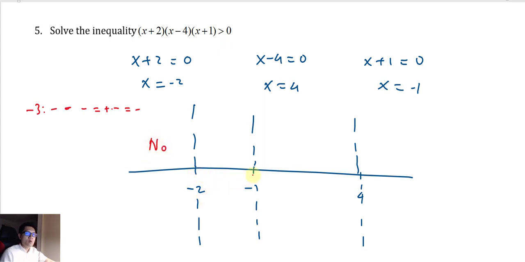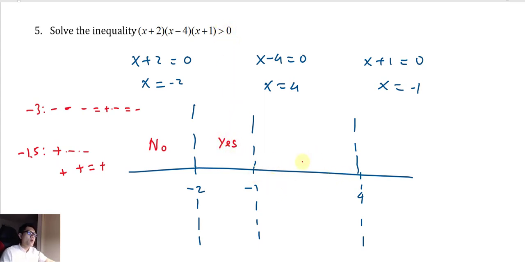Between minus 2 and minus 1, let's see, I pick minus 1/2. No, minus 1.5. This is not true. Between minus 2 and minus 1, I pick minus 1.5 just for testing. So minus 1.5 goes to here. 2 minus 1.5, that is 0.5, so that's plus. Minus 1.5 minus 4, that is a minus. And then minus 1.5 plus 1, that is minus 0.5, also a minus. So we see that double minus becomes plus, and plus and plus, at the end gives me the plus, which is positive. So the answer is yes.